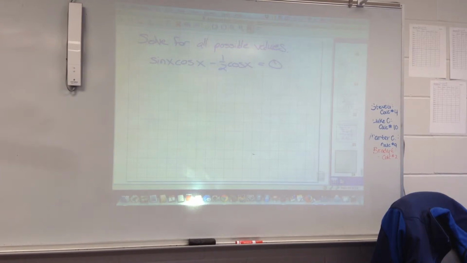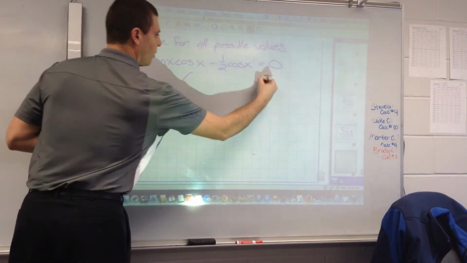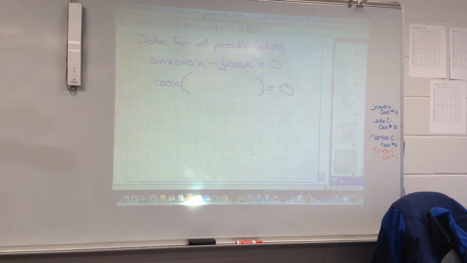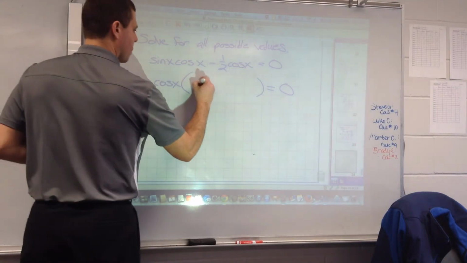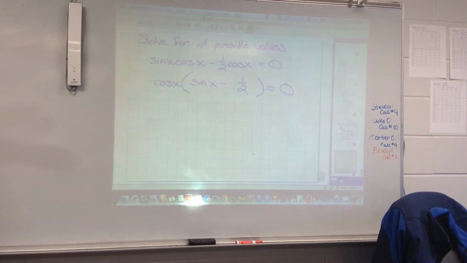What do both terms have in common that you could pull out of each term? Cosine x. So if I take a cosine x out of both terms, what would be left? Sine x minus 1 half. If you don't see that, distribute that cosine back through the parentheses. Don't we end up right back where we started? Yeah. Okay.